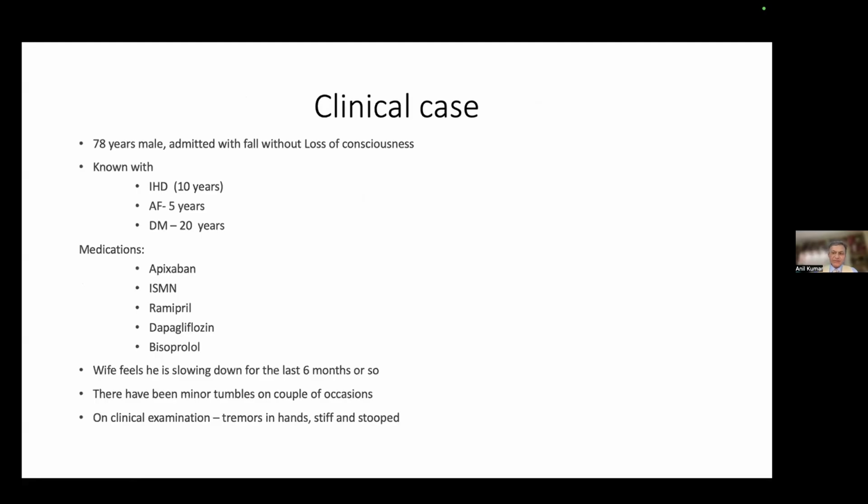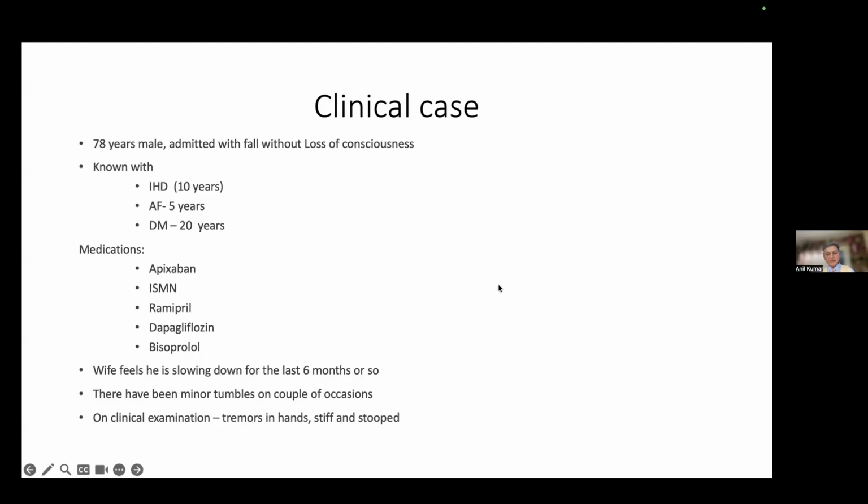Whenever there is a history of fall, you always need to ask whether the patient lost consciousness or not, because it has two paths that you need to take. He had ischemic heart disease for the last 10 years, atrial fibrillation for 5 years, diabetes for the last 20 years. These all have importance, so remember those durations as well. He was on apixaban, isosorbide mononitrate, ramipril, dapagliflozin, bisoprolol.